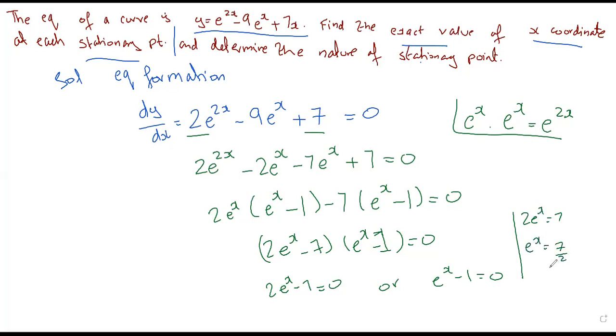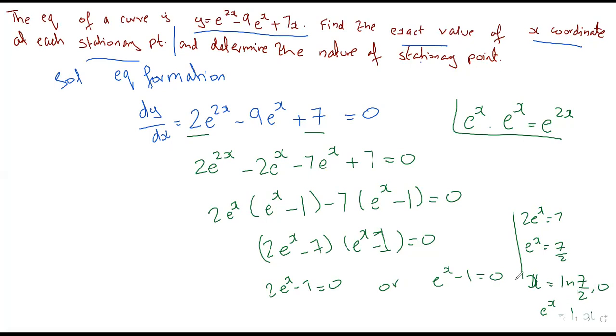What will we do after this step, in order to find the exact value of x? You have to take ln. We'll take natural log on both sides, so e and natural log will be cancelled. X equals natural log 7 by 2, and the other one would be 0. So these are the x coordinates of the stationary point.